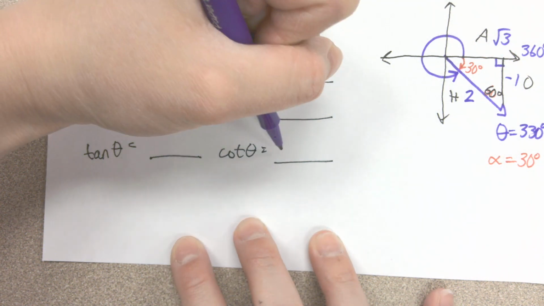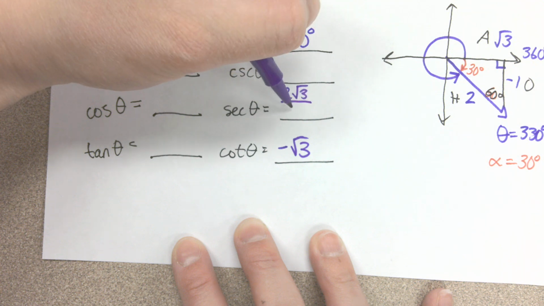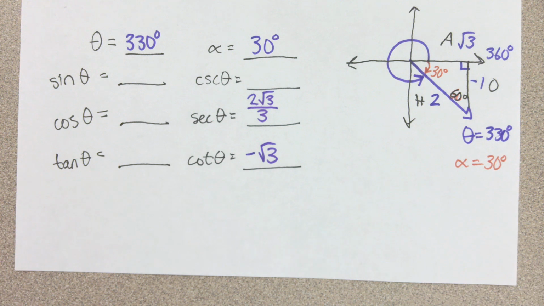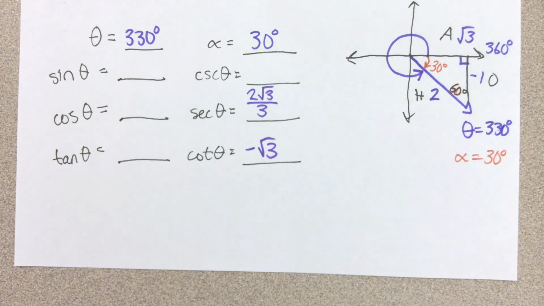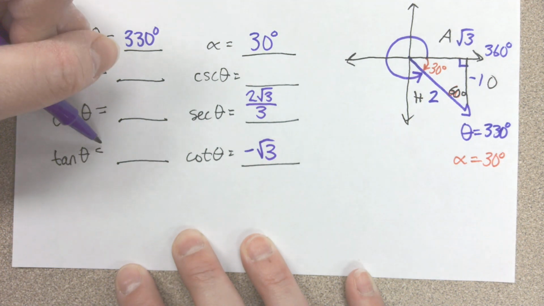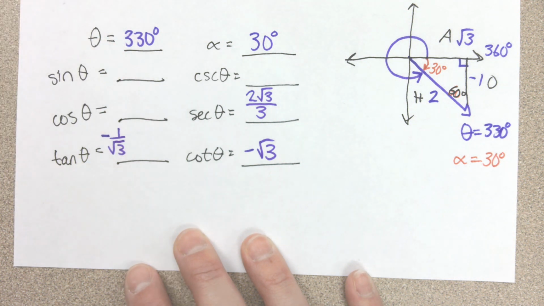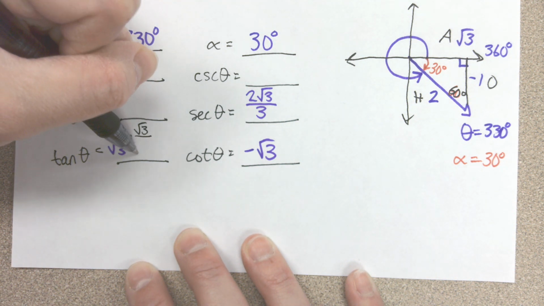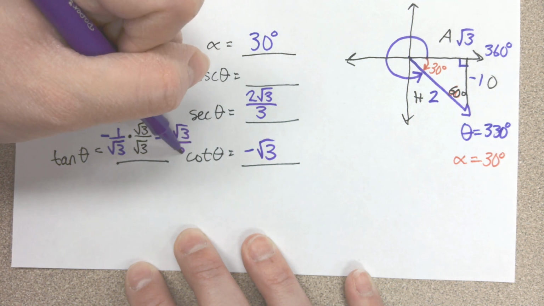Cotangent is negative rad 3. And secant is 2 rad 3 over 3. Now the reciprocals, cosine and tangent, you could either just flip and get your answer, or you could do it the natural way. Either way works. I'm going to flip the cotangent. That's going to give me -1 over rad 3, which I will now have to simplify, times rad 3 over rad 3. That gives me negative rad 3 over 3.